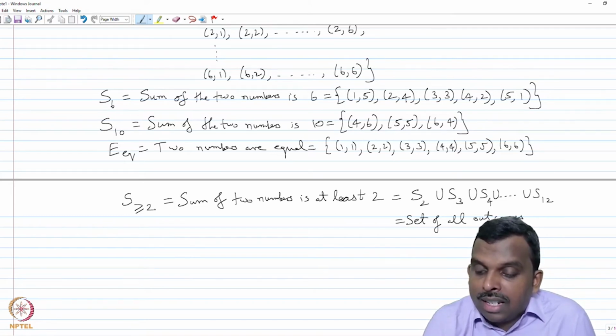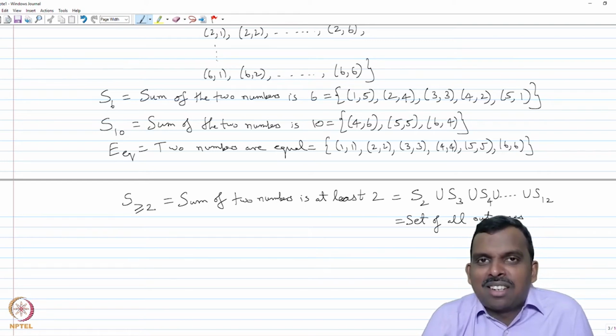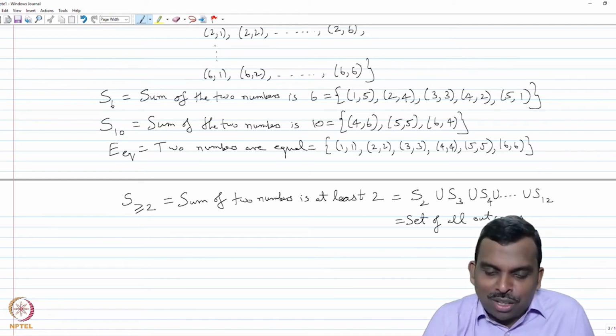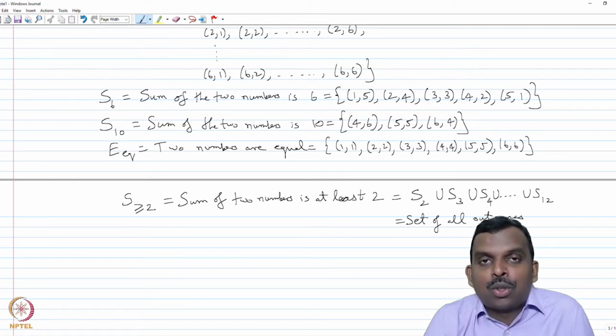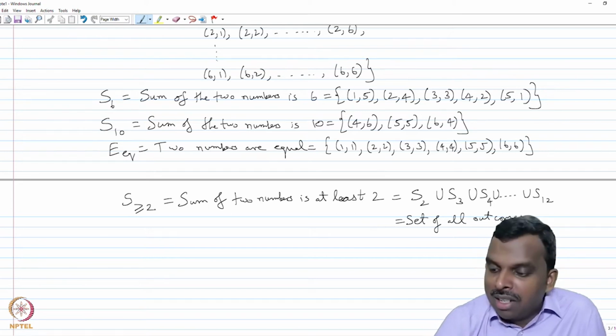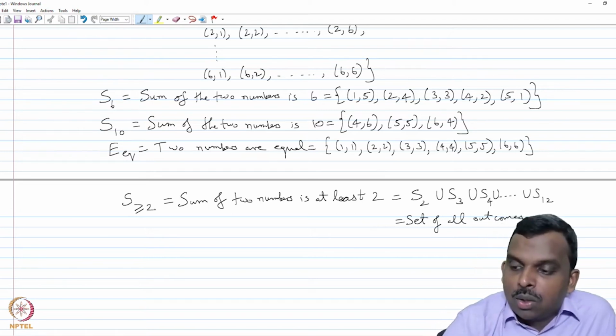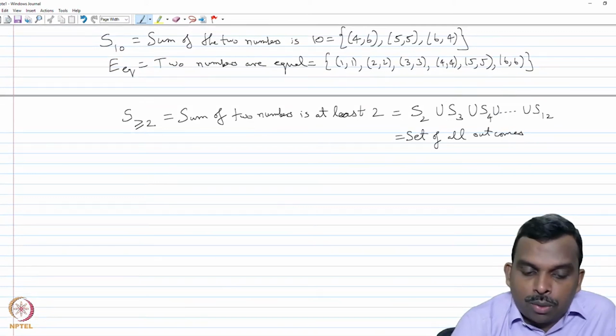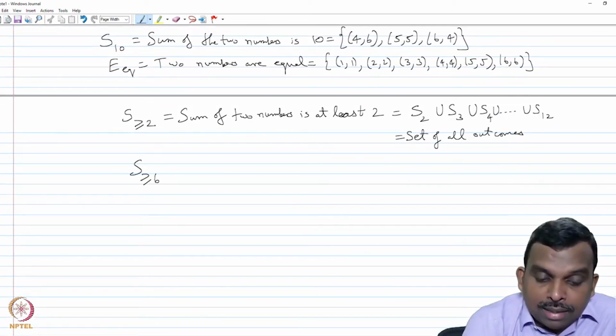Okay, so in that case, this is a slightly trivial sort of event, but still, if you notice, the reason is, if you throw a dice twice, the least number is 1, so the sum of two numbers is at least 2. Okay, so it becomes the set of all outcomes. Maybe it's not so interesting. So let's look at something else. Maybe you might want to look at, say, S greater than or equal to 6.